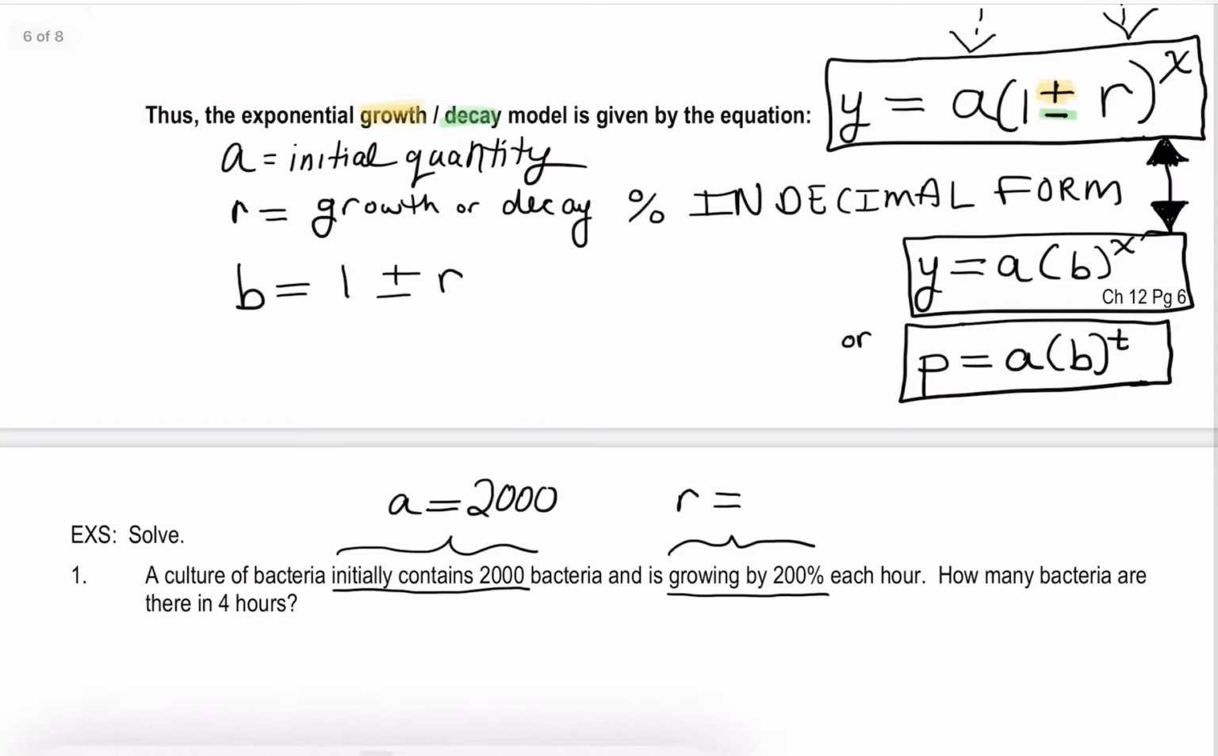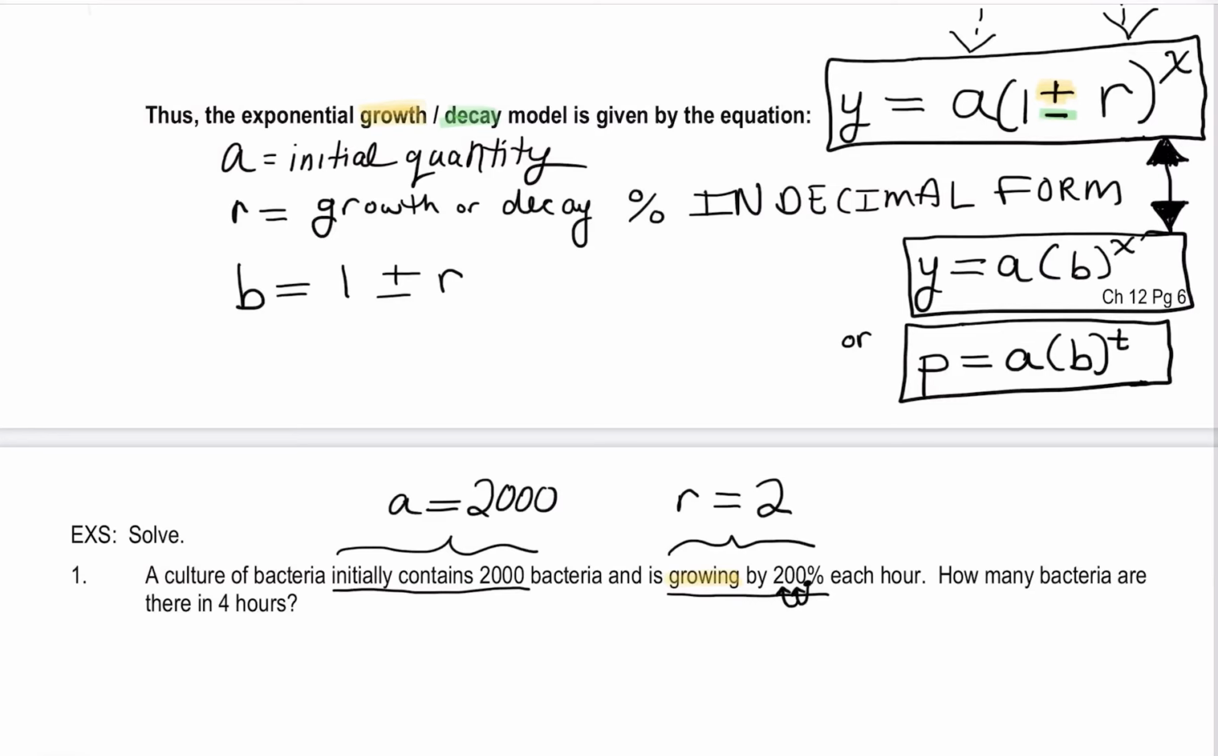First of all, the growth is going to tell me addition. So let's just note that for later. But the R in this case is 200% in its percent form. So as I put it in its decimal form, moving the decimal 2 places to the left, I know it looks kind of weird, but it's just 2. So that's the R in this case.